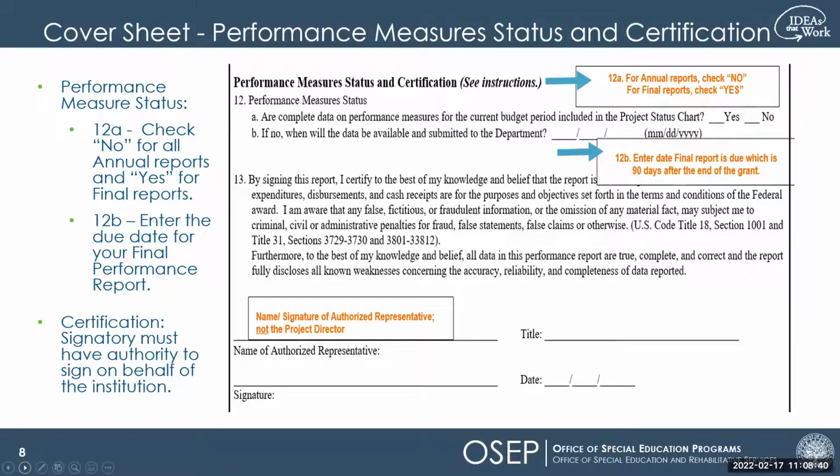This slide covers items 12 and 13 from the cover sheet. You should always check no for item 12A unless you are in your final reporting period. In 12B, you should provide the date for when your final performance report is due, which is 90 days after the end of your project. Item 13 is where the individual signing on behalf of the institution provides their printed name and signature. This person is typically not the project director, but someone from your grants office.